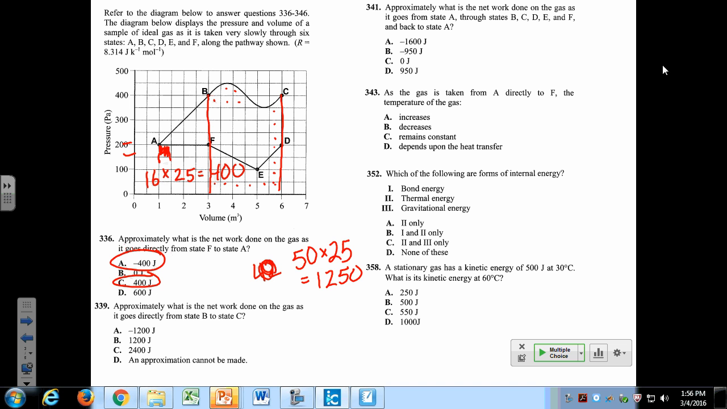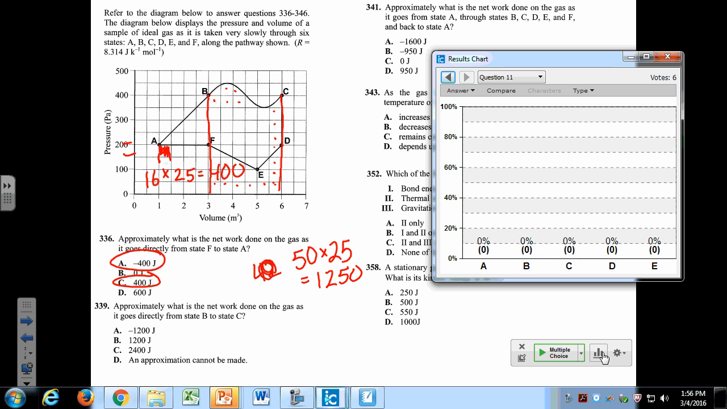Just finding the area under that graph, and now I need to figure out, is this going to be positive or negative? Because I'm stuck between A and B when I'm going from B to C. My volume is getting bigger, but I'm looking for the work done on the gas. So it's going to be negative. So A is the right answer.